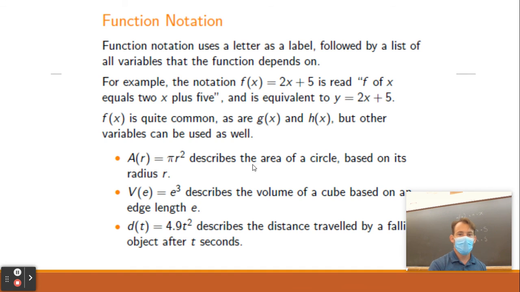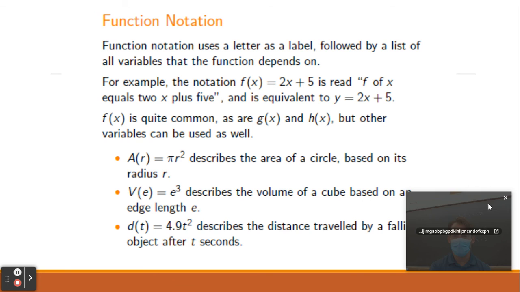So we can describe the area of a circle with this formula here. Area is a function of radius, is the way I would read that. That should make sense, right? The radius determines the area, so area is a function of radius. A of r equals pi r squared is how I would read that. That describes the area of a circle based on a radius. Or v of e equals e to the 3. That describes the volume of a cube based on an edge length e.